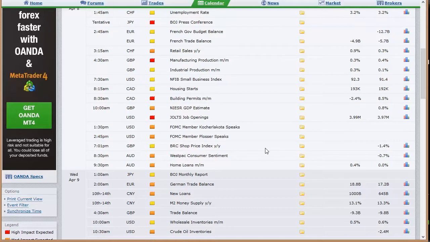Europe has their French trade balance and government budget balance. Swiss retail sales. UK manufacturing production and industrial production.